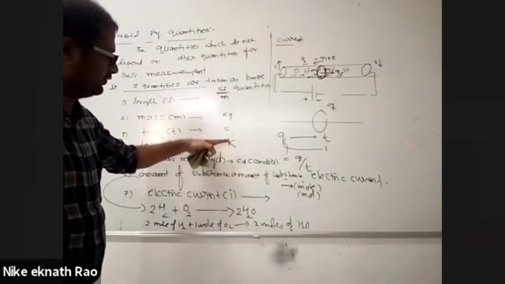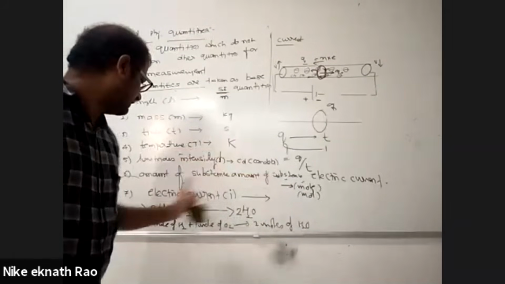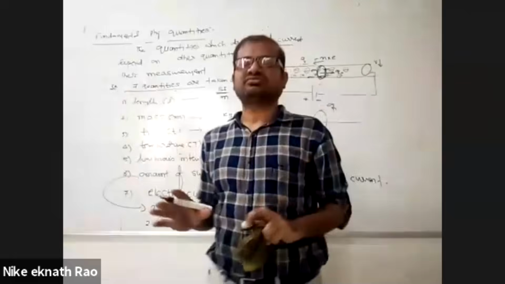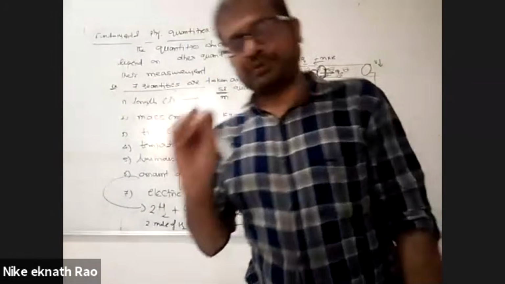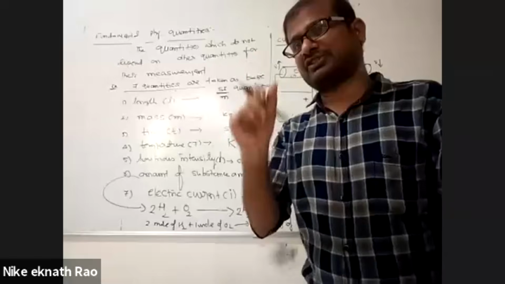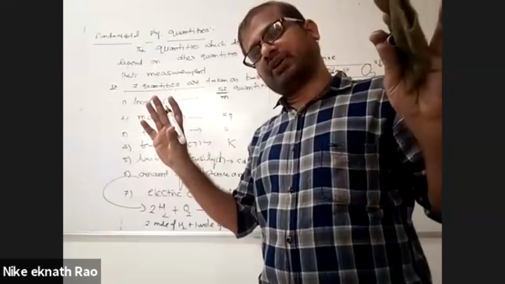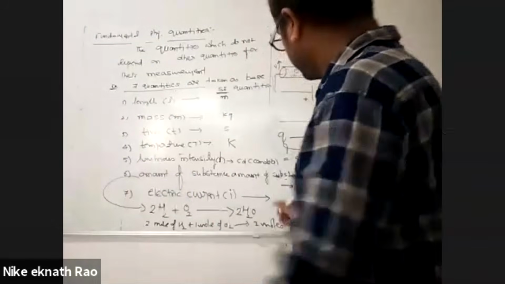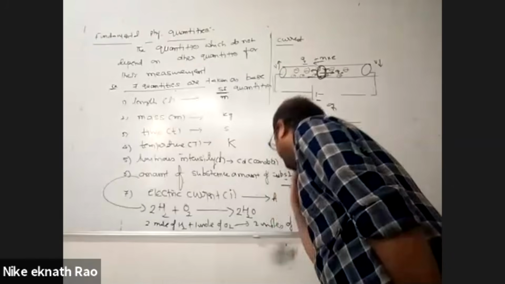Okay, these are the units: 1, 2, 3, 4, 5, 6. And electric current, how do you measure electric current? In terms of ampere. Volts? No, ampere. You are completely forgetting. The symbol is A.